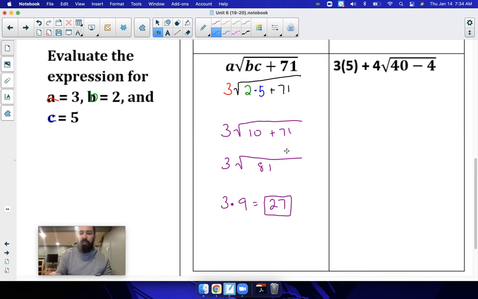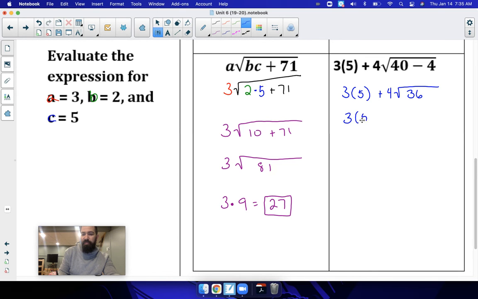Awesome. And then finally, let's do some evaluating with a longer problem. You've got to do some simplifying. First thing you want to do, remember, GEMDAS: groupings, exponents and square roots, multiplication, division, addition, subtraction. Okay, so we do have some square roots, so let's start there. 3 times 5 plus 4 times the square root of 40 minus 4 is 36.